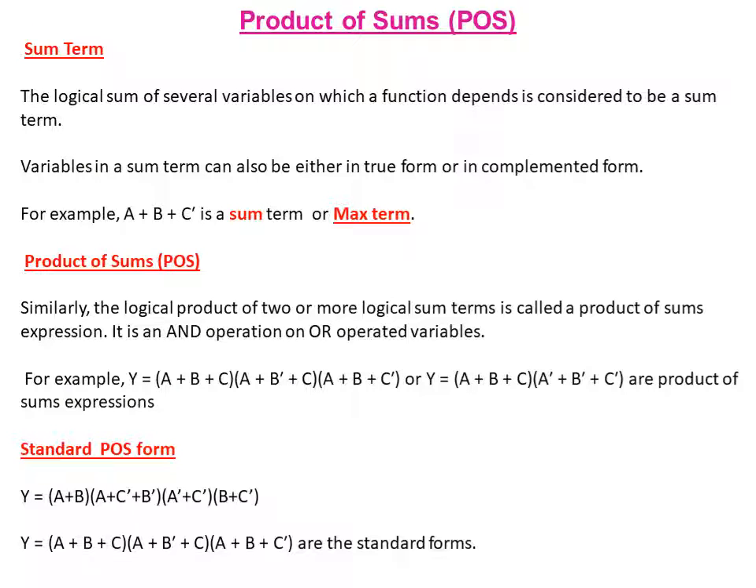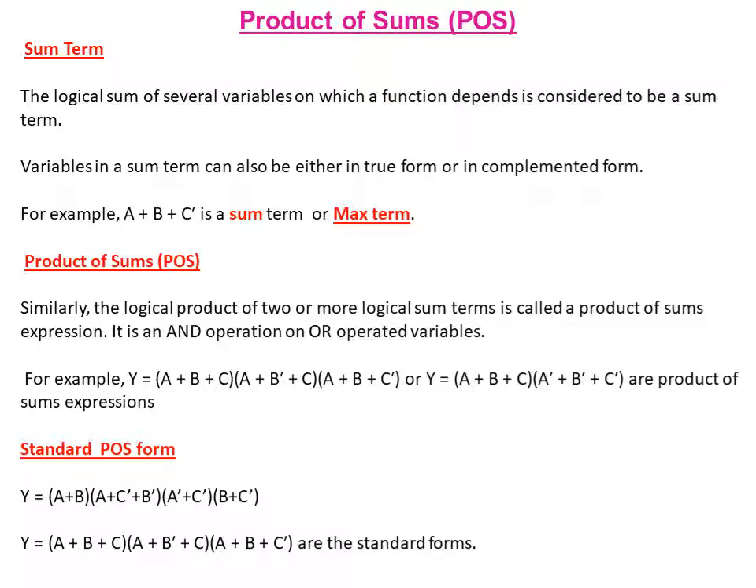Now let's see the product of sum form. What is a sum term? The logical sum of several variables on which a function depends is considered to be a sum term. The variable in the sum term can be either in true form or in the complemented form. The example for sum term representation is a plus b plus c dash. It is a sum term. The other way to represent a sum term is max term. Now, product of sum form.